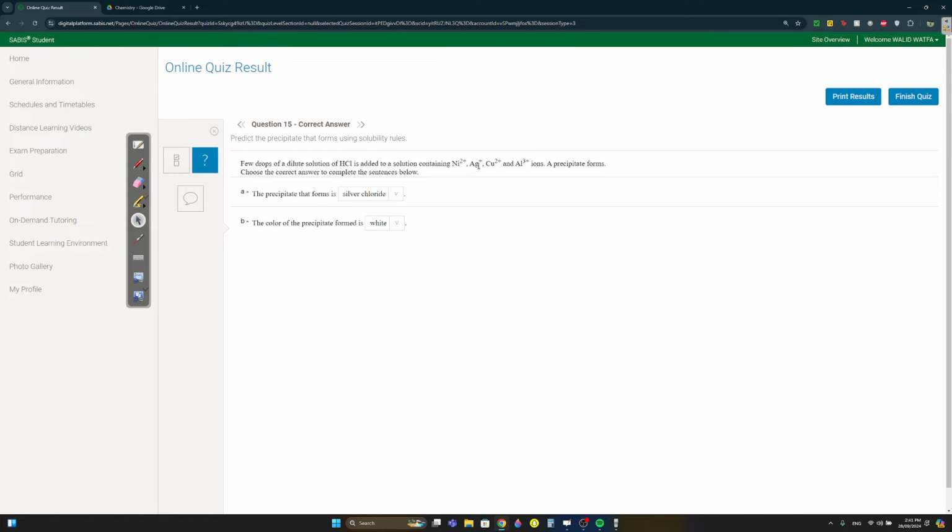Okay, you have nickel, silver, copper, and aluminium. They added HCl. What is the precipitate that forms? Okay, let's see here. So you have HCl. H won't form anything here because they're all pluses. So the Cl minus is going to form something with it. Did we say anything about Cl and nickel? No. Cl and Ag? Definitely yes. AgCl, which is silver chloride, which is white.